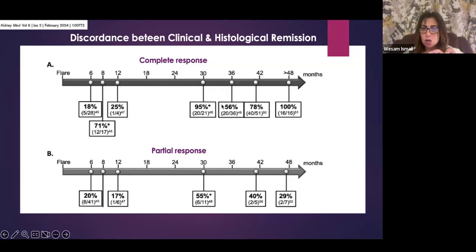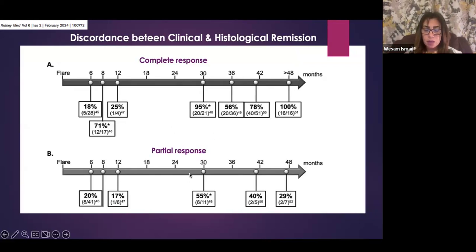And you can see here with larger studies that had biopsies at 36 months, 56% of the patients had evidence of histological relapse with no clinical relapse. Classically, what we call silent lupus nephritis or subclinical activity. And at 42 months, 78% of the patients had histological changes which were not reflected clinically. And when we approached 48 months or more, these studies showed 100% of the patients.